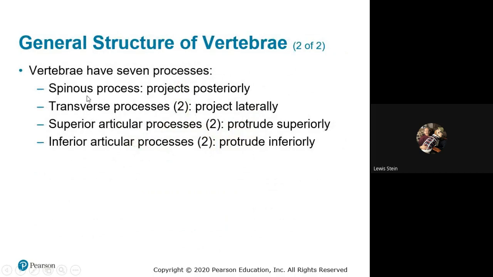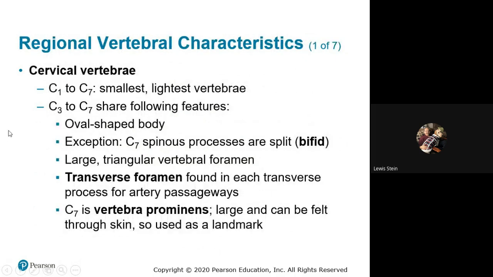So all the different processes: spinous, transverse, two going up, two going down. See C1 through 7, the smallest and the lightest, and you'll get a chance to look at these. We'll probably do that next week. C3 through 7, very, very similar. The C7 spinous process is palpable at the base here. Bifid means it forks. It's right there, right under that upper.